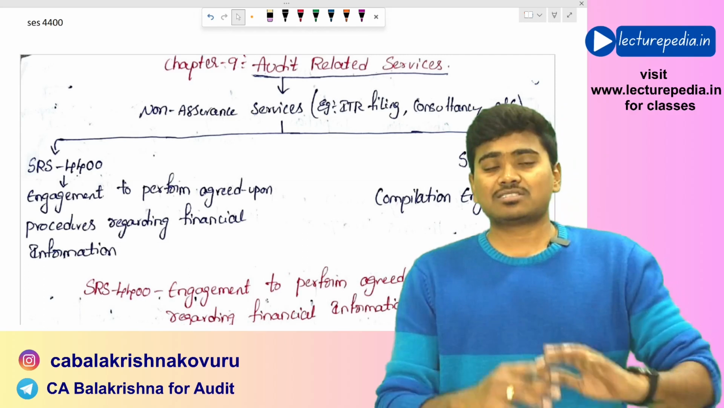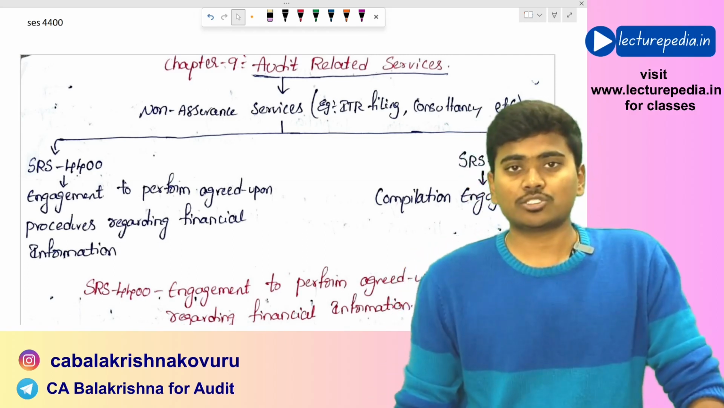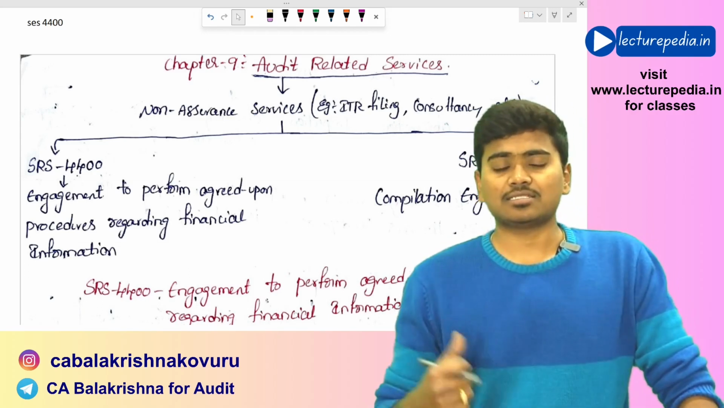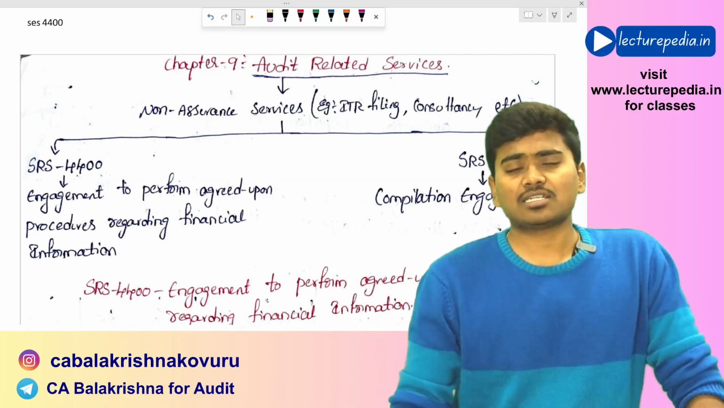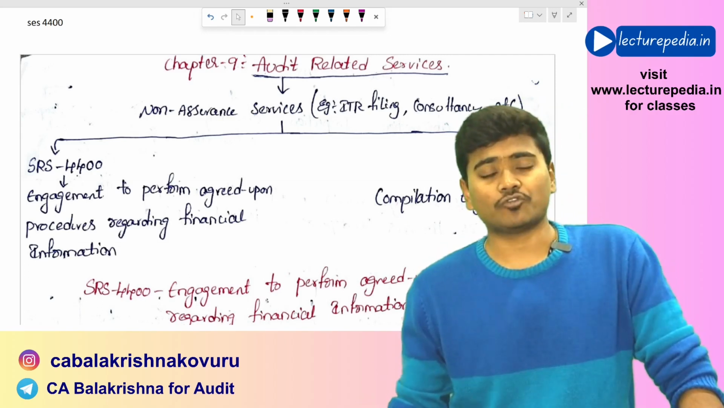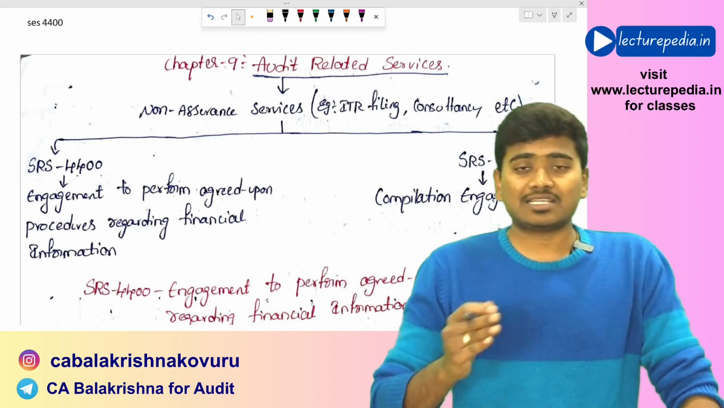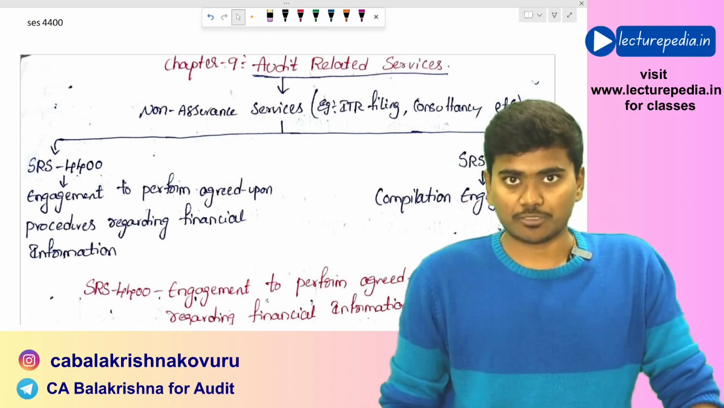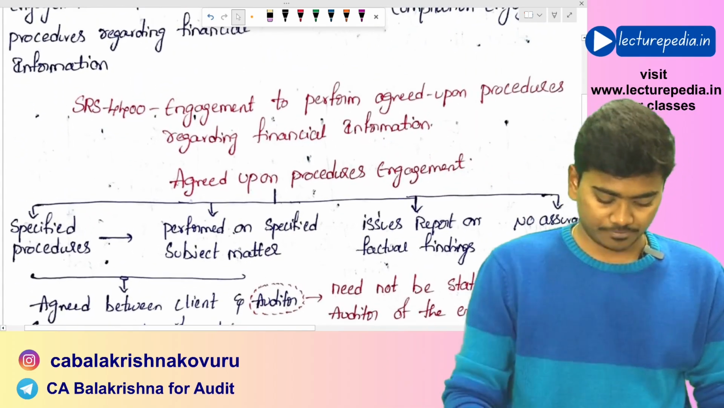Now in order to standardize the procedure that has to be followed by the auditor while performing these non-assurance services, the Institute has issued two standards under this SRS 4000 series. First standard is SRS 4400, which deals with engagements to perform agreed upon procedures, that we will be discussing in today's class. And in the next video, we will be revising SRS 4410, which deals with compilation engagements. Hope that is clear. Now, starting with SRS 4400.